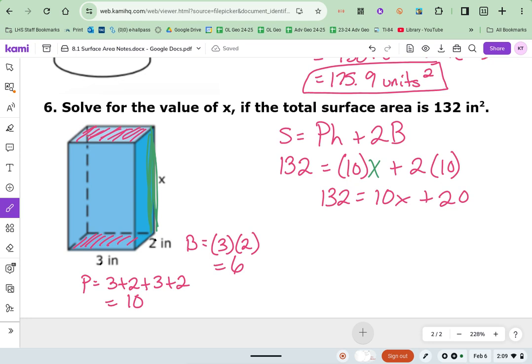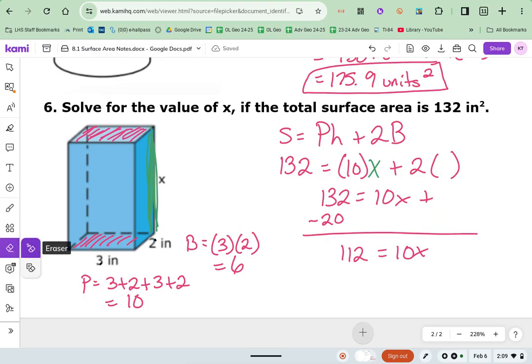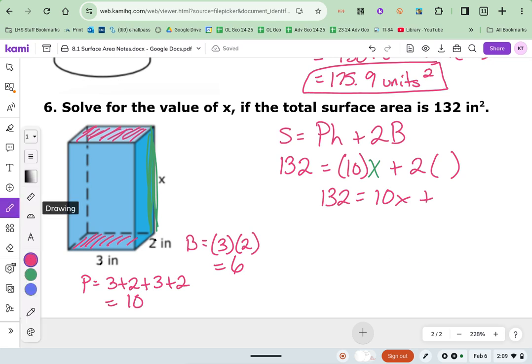We want to get the x's by themselves, so we're going to subtract 20 from both sides. Yes. Let's see. Oh, I plugged in the wrong thing. Thanks for letting me know. Sorry, guys. I plugged in a 10 for the base instead of 6. I appreciate you letting me know. Totally overlooked it. Okay, so plus 12. There we go.